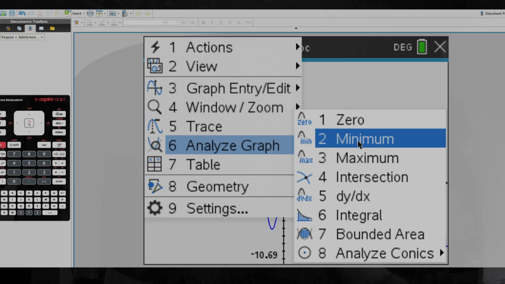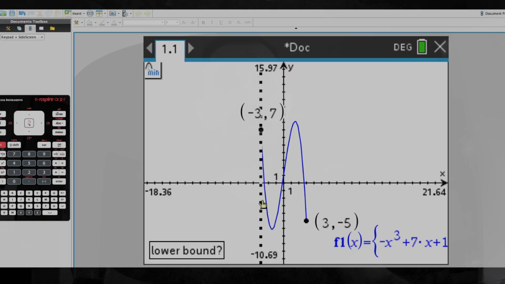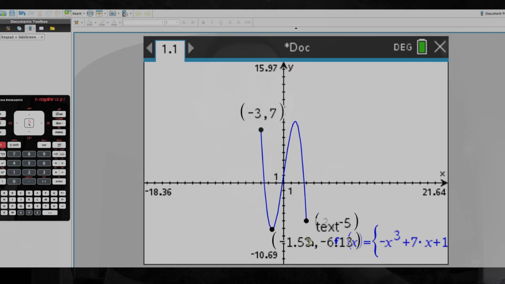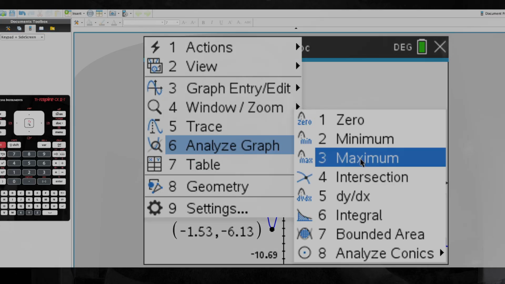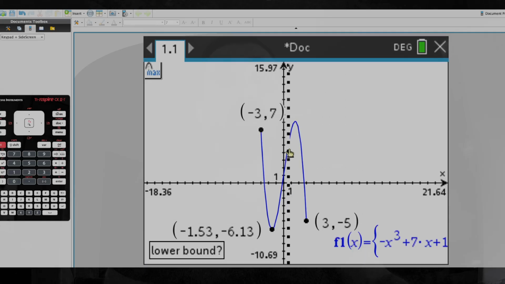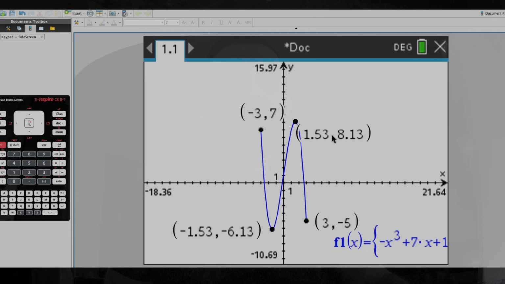So I'm going to choose minimum, and within this range I can find the local minimum. These are the coordinates of that point. And can I find the maximum point, the local maximum? Here is the local maximum point of your graph. Okay, so you have these 4 important points. Are we done? Not yet.